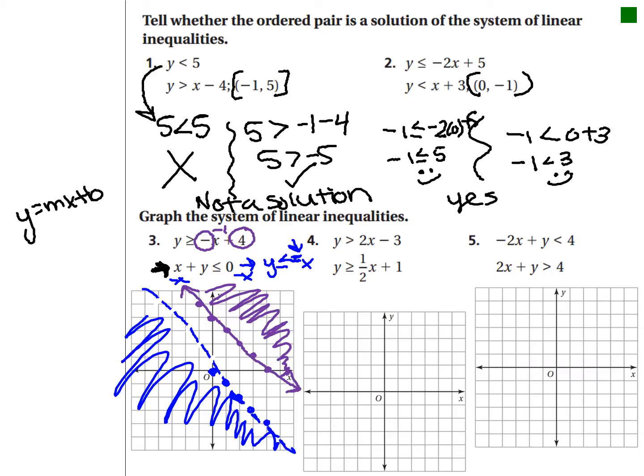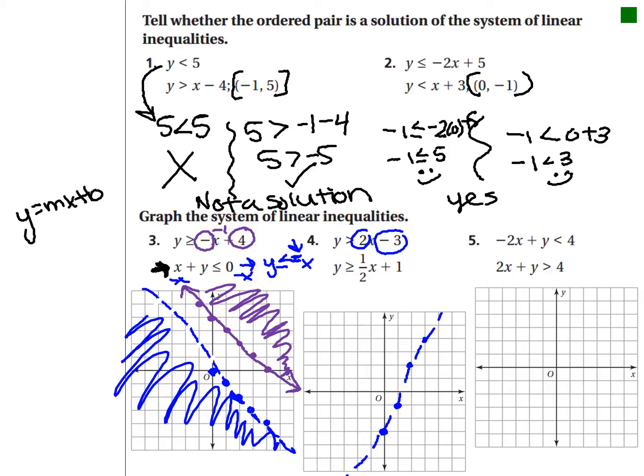All right, y equals mx plus b. Our slope is 2, and our intercept is negative 3. So 1, 2, 3, negative 3, up 2, over 1, up 2, over 1, up 2, over 1. All right, it's a dotted line because it doesn't say equal to. Ooh, I hope your line looks better than mine.